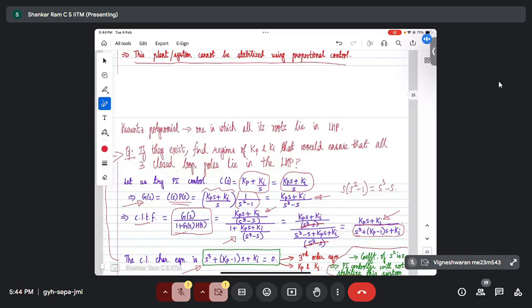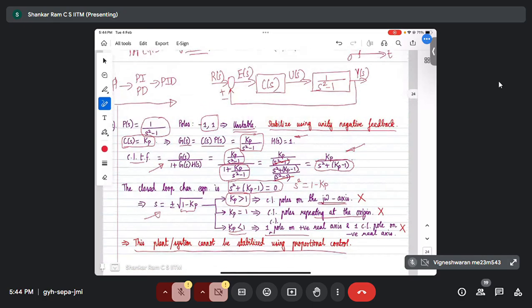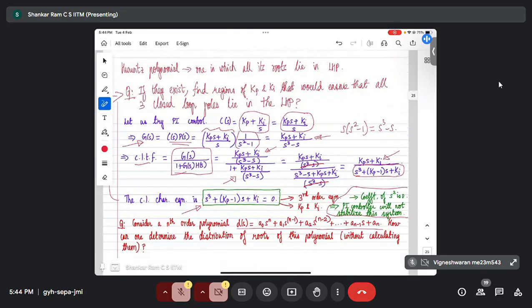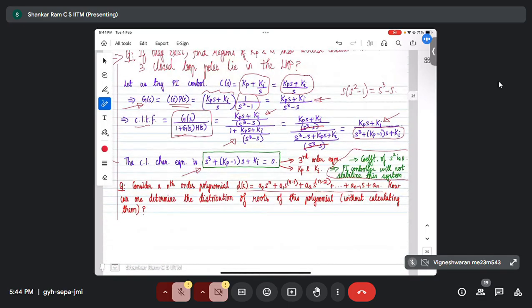If you recollect, what was the example that we were considering? We were considering this plant, 1 by s squared minus 1, which is an unstable system. We were trying to design a negative feedback closed loop control system for this system. We figured out that the proportional controller does not work, and then we went to PI. For the PI controller, this was the closed loop characteristic equation.